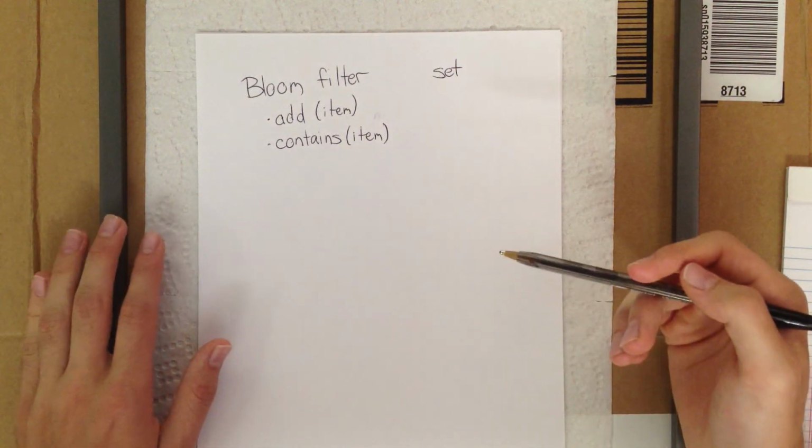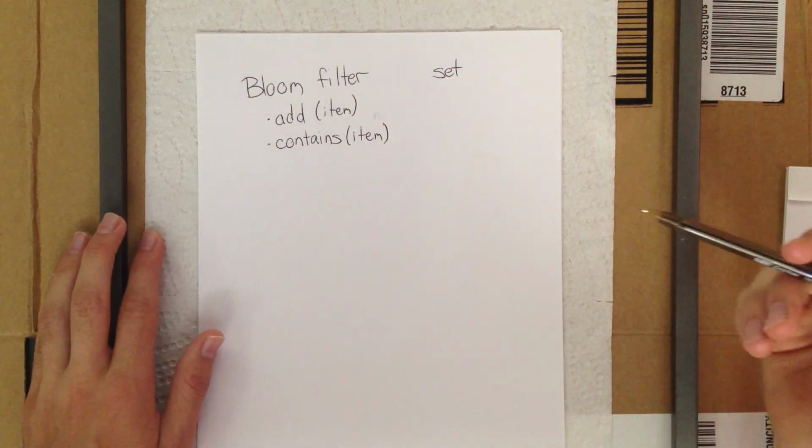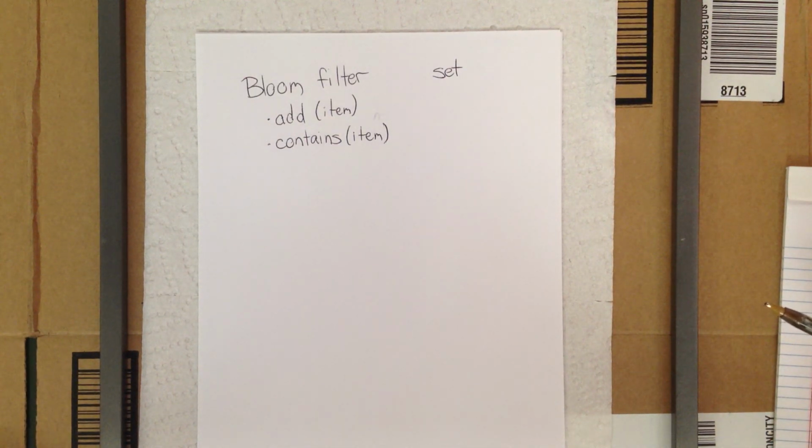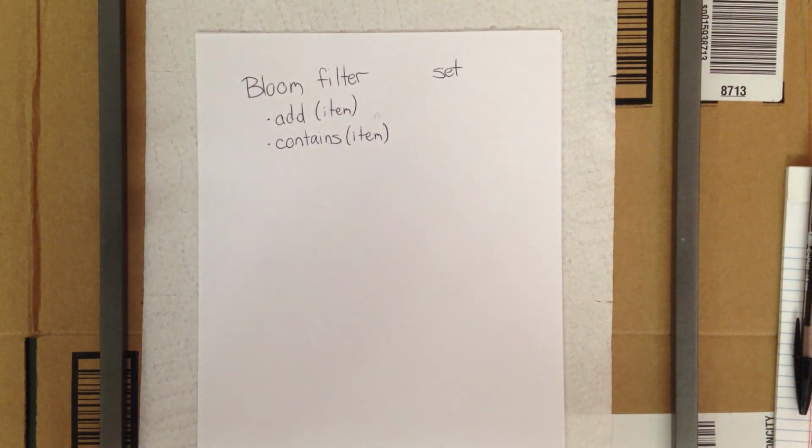It's possible that when you check to see does the Bloom filter contain an item, the Bloom filter will say, yes, I do contain the item, even when it doesn't. So why would you want to use a Bloom filter? They're useful for taking a large number of things and detecting duplicates.